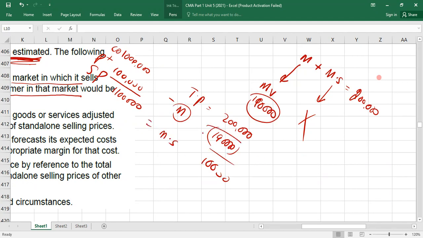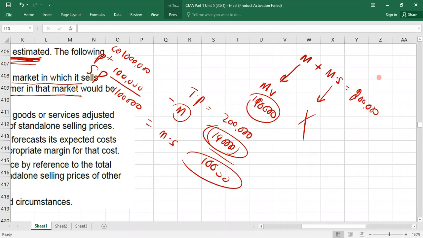This much money I can take to the machine, and this much to the maintenance service. How many approaches are there? 3: adjusted market assessment, cost plus appropriate profit margin, and residual. For residual, at least one market value should be missing, and the other market value should be available. Then I can apply the residual approach. Understood? Guys, this is how to allocate the transaction price.